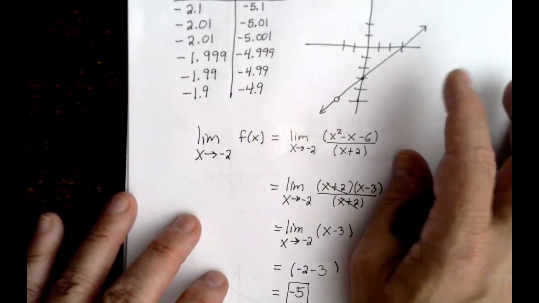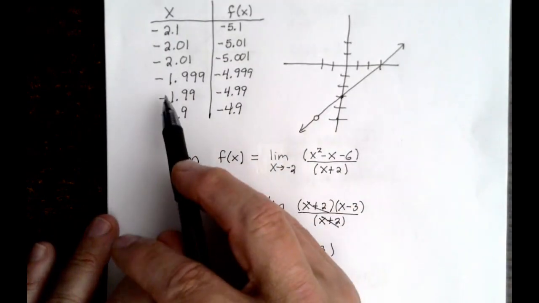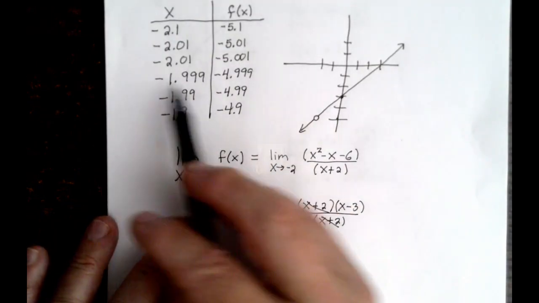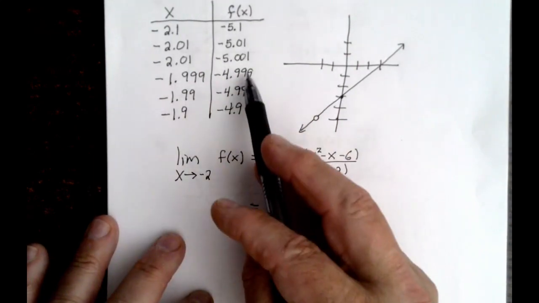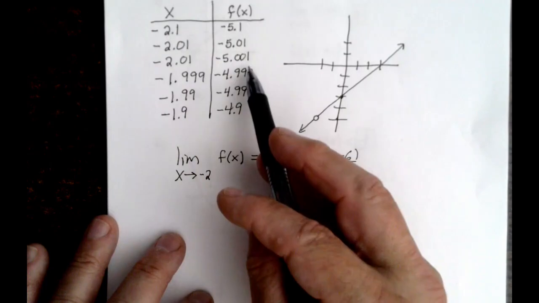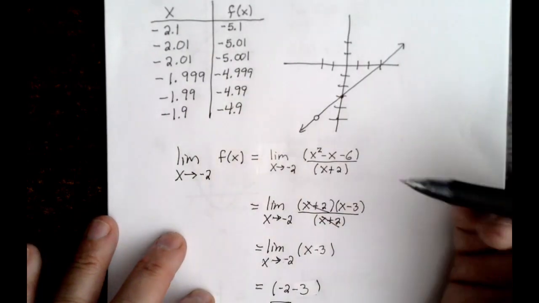So the idea here is that if you're taking a limit, what value is it approaching as you approach a certain value, in this case negative 2, what is the y value approaching? If it approaches some finite number, some real number, then you can say the limit exists.